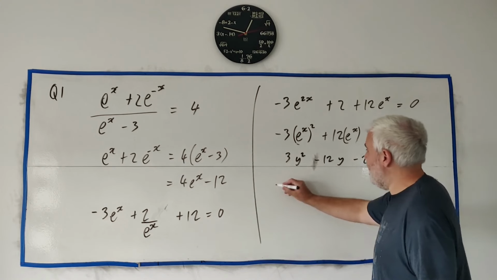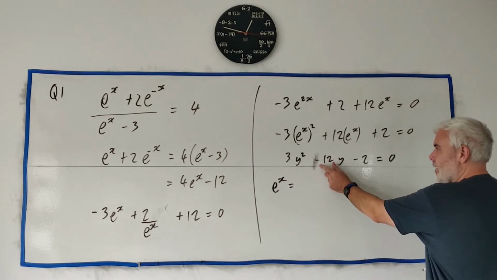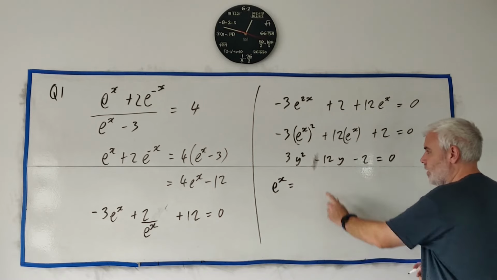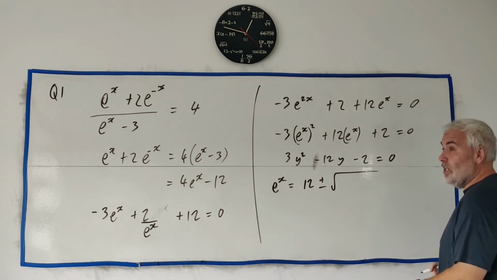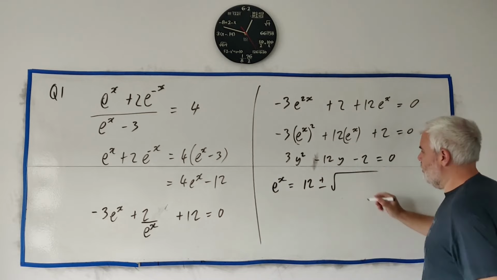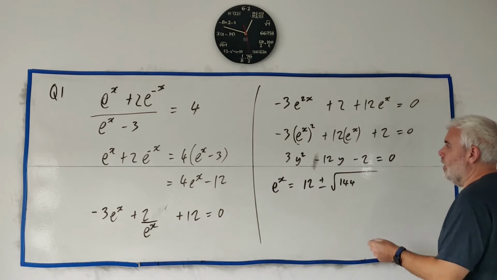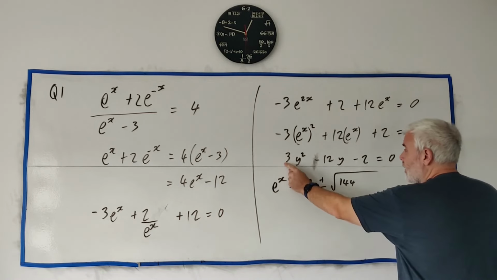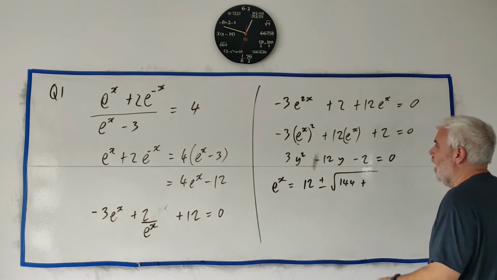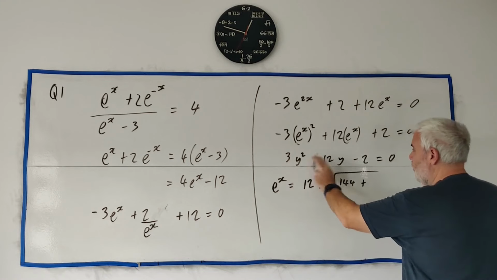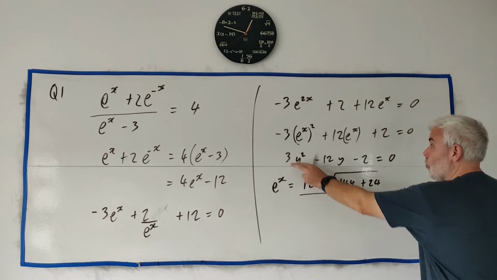We get e^x is equal to minus b. That's the term in front of this one, so that's 12. Plus or minus the square root of b squared. Minus 12 squared is 144. Minus 4 times a times c. That's 2 minuses, so we get a plus. 4 times 3 is 12, times another 2 is 24, and that's divided by 2 times 3.